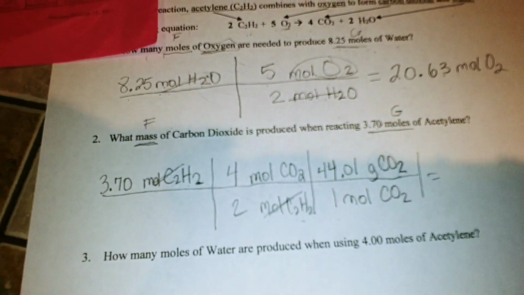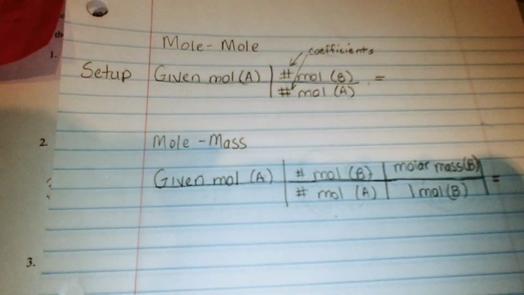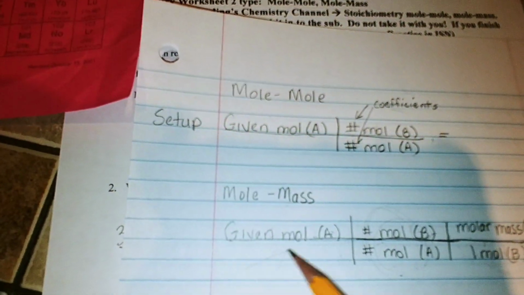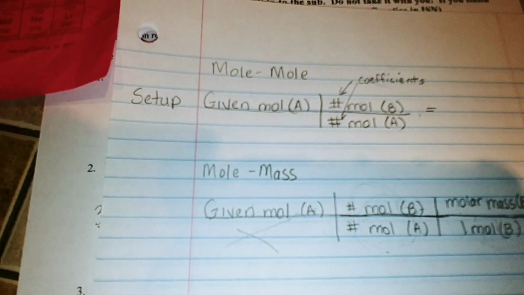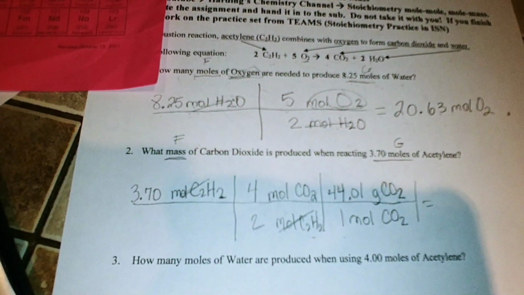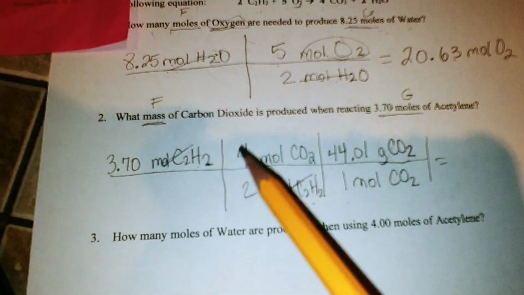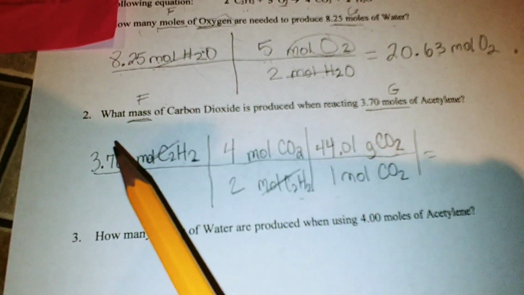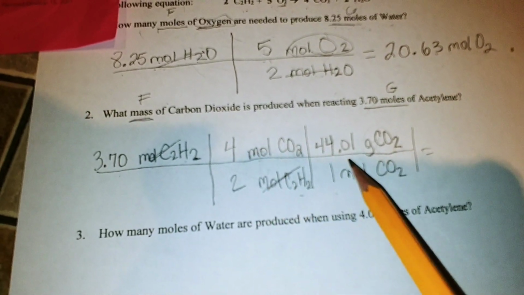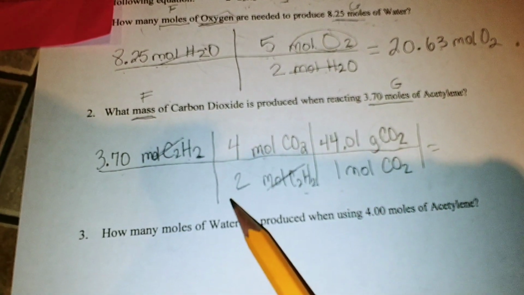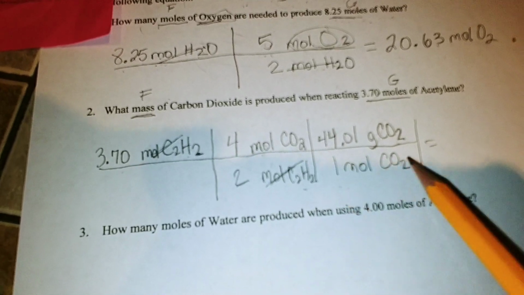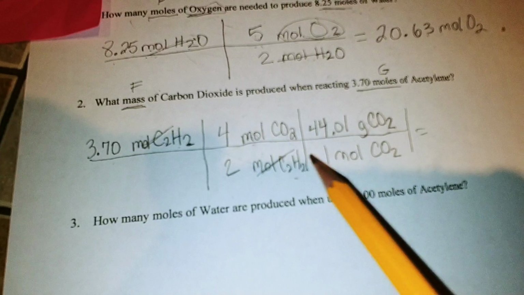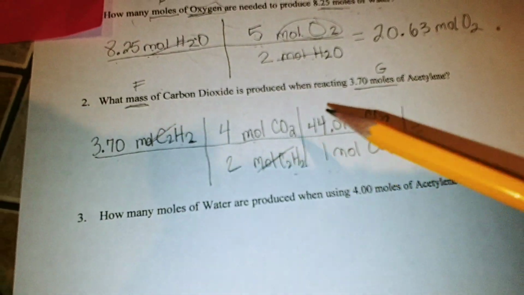Okay, so if you notice, we've completed the steps. We completed this, and this. Remember that anything under the given is going to be blank. So now all we've got to do is the math. So if you didn't remember from the one before, all the top numbers are going to multiply. So 3.70 times 4 times 44.01. You're going to multiply all the bottom numbers, 2 times 1. So whatever the answer is for the top number will always get divided by whatever the answer is for the bottom number. So we'll go ahead and do that.